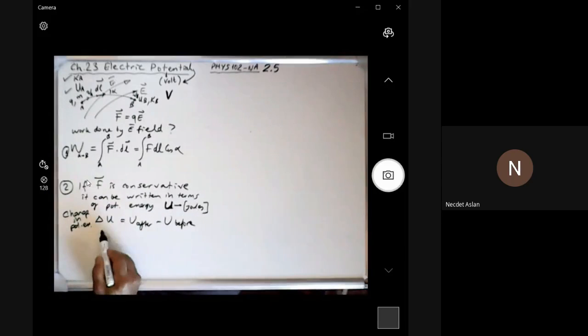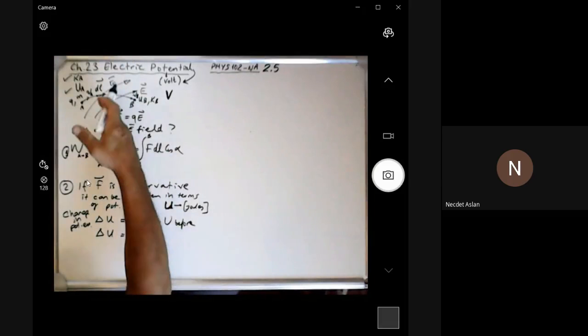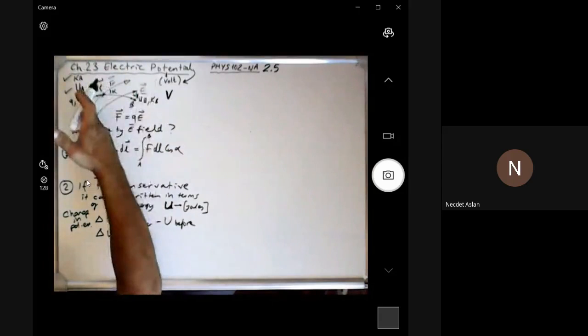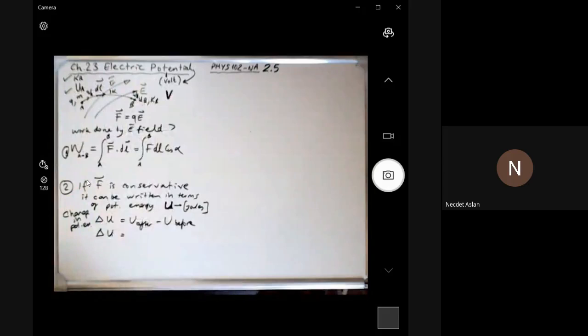So in our case, delta U is just because after is B, because it's happening afterwards. The initial case is A and the later case is B. So this is written as UB minus UA.